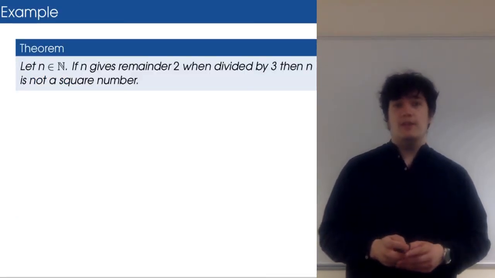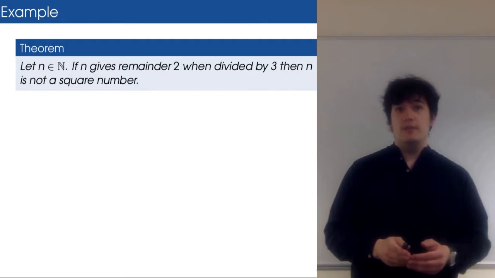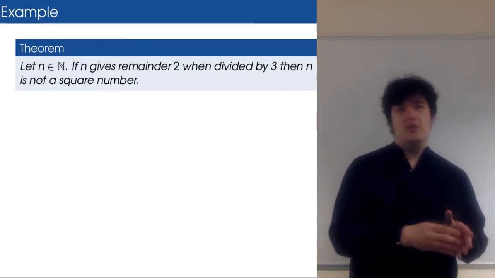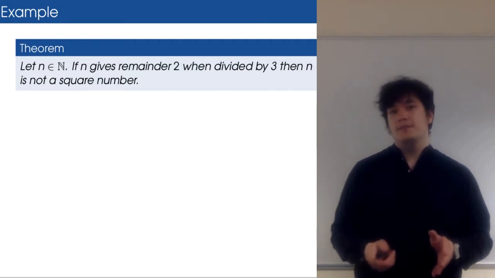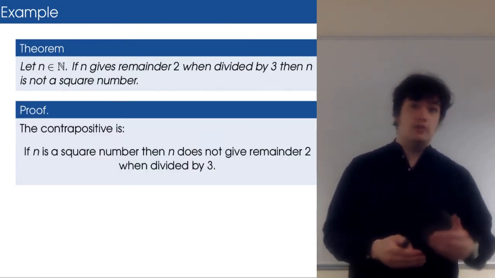Let's look at an example of a theorem we can prove using proof by contrapositive. So this theorem says that if n is a natural number, then if, when we divide n by 3, we get remainder 2, then n is not a square. So to use the contrapositive, first we need to calculate what the contrapositive is.